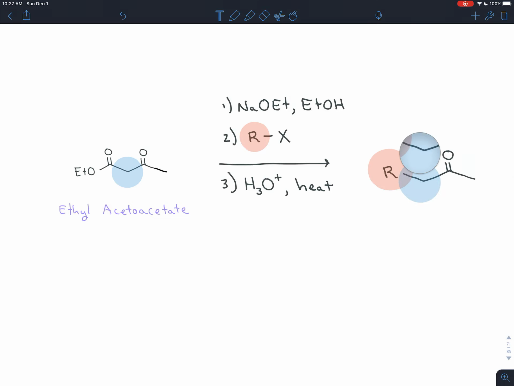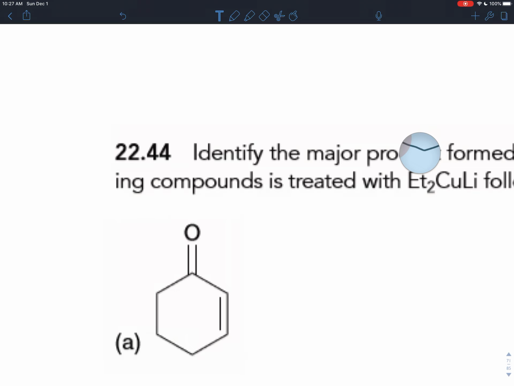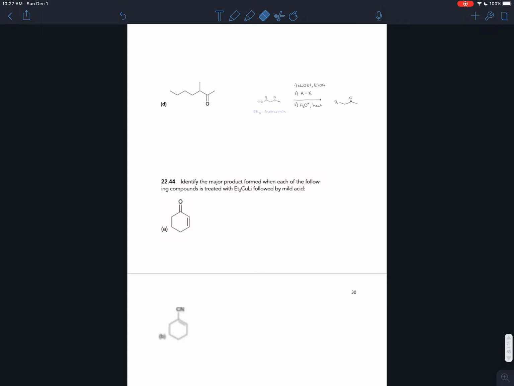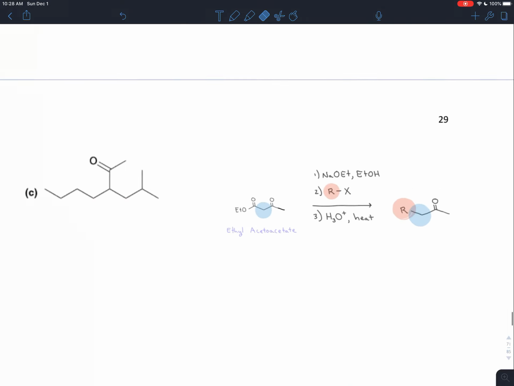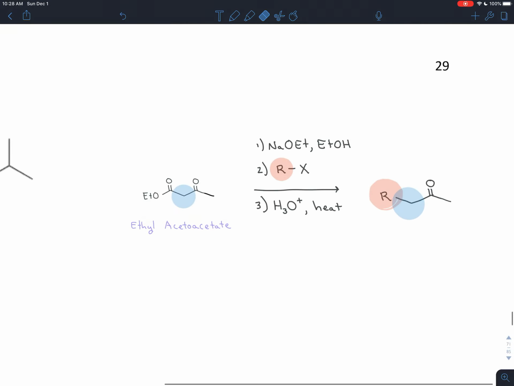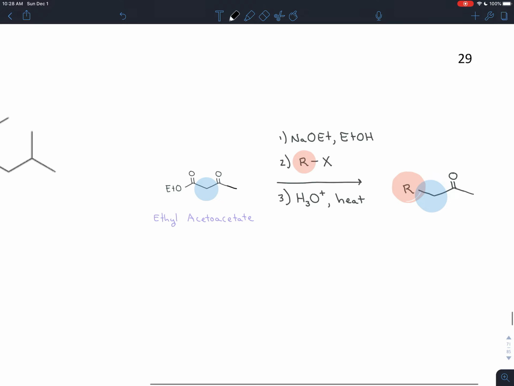then you can do hydrolysis with the acid and heat. So aqueous acid and heat. The acid will hydrolyze this ester, turn it into a carboxylic acid, and heat will decarboxylate it.